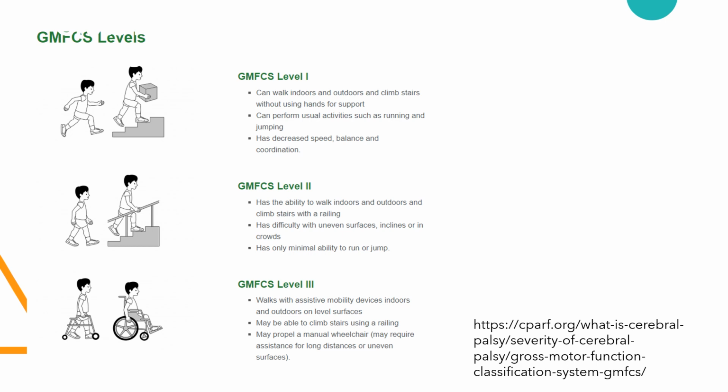With level 3, individuals typically require assistive devices such as walkers or wheelchairs for mobility. They may walk short distances with assistance or use powered mobility devices for greater independence. They may have limitations in outdoor mobility or on uneven surfaces.